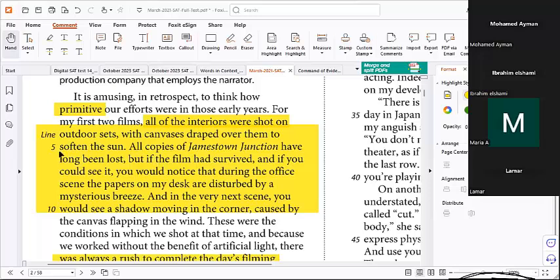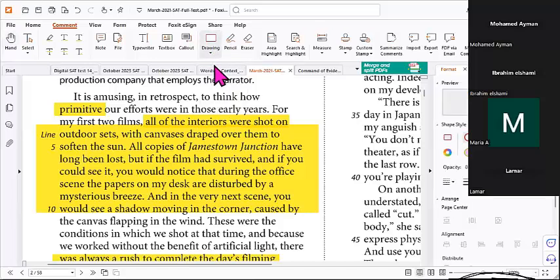Don't close your ears and eyes. Take it from the beginning to understand it. So outdoor sets, taking films outdoor, he's comparing between outdoor and indoor to show the difference and challenges that could face people who take films outdoor or sometimes in different countries. So this is outdoor sets, canvas draped over them to soften the sun. All copies of Jamestown Junction. This is the name of, I think, the film.